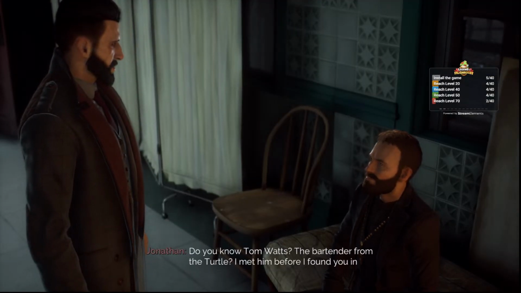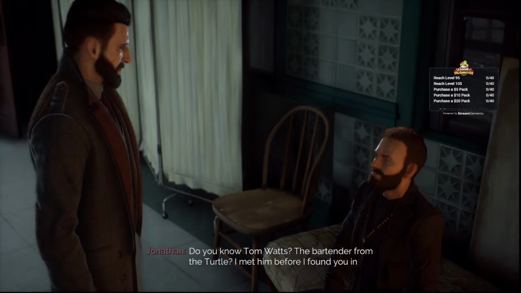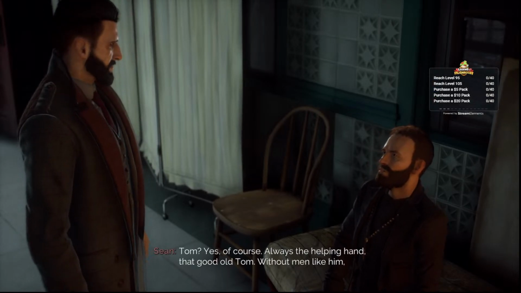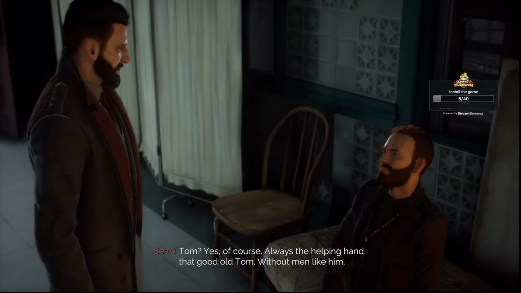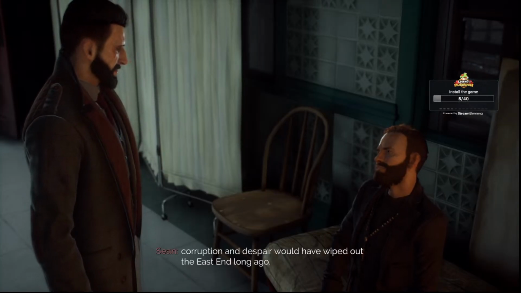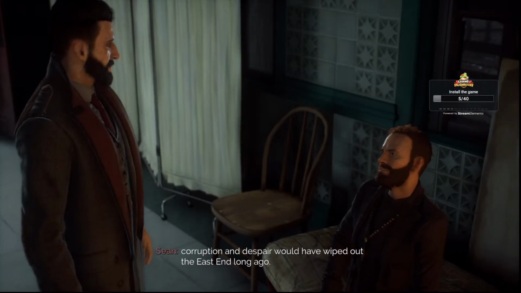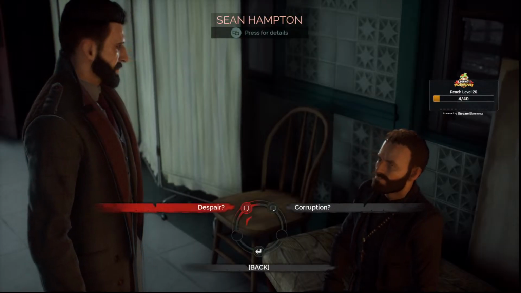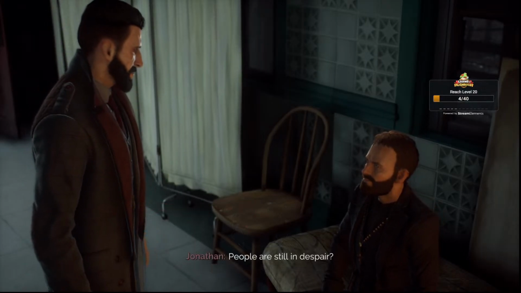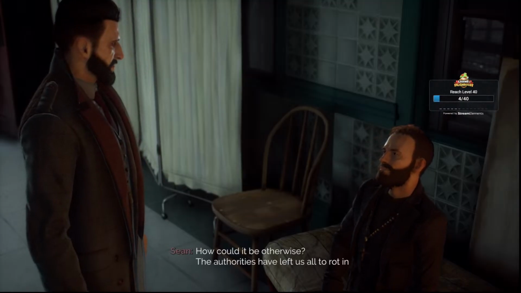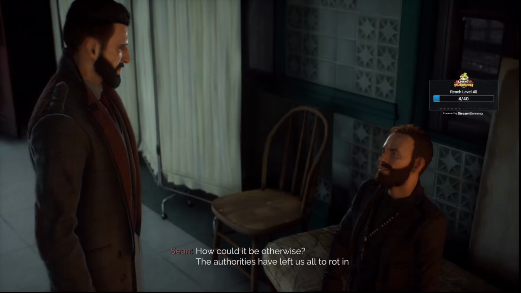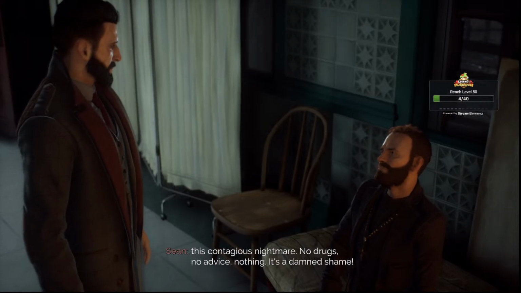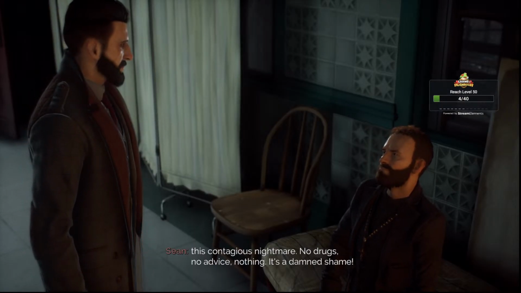Do you know Tom Watts, the bartender from the Turtle? I met him before I found you in the canning factory. Tom? Yes, of course. Always the helping hand, good old Tom. Without men like him, corruption and despair would have wiped out the East End long ago. People are still in despair. How could it be otherwise? The authorities have left us all to rot in this contagious nightmare. No drugs, no advice, nothing. It's a damn shame.